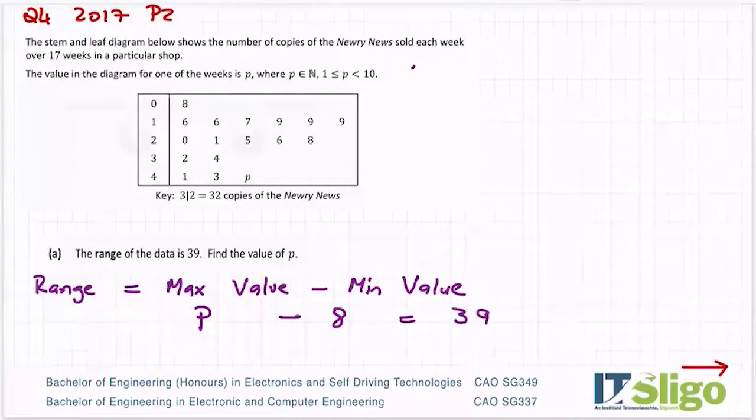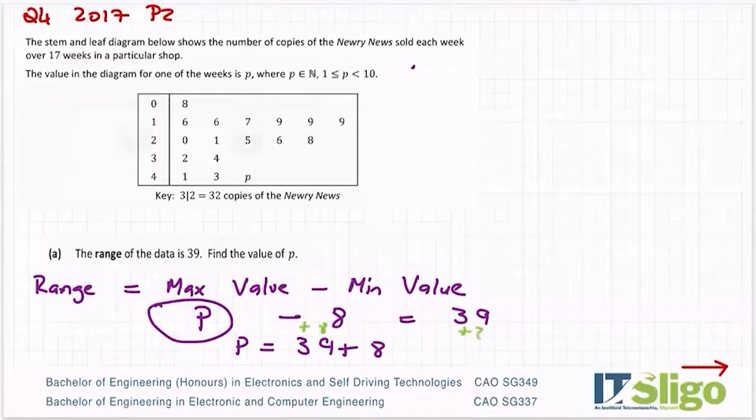Now P is 40 something, and I know that because here's my 4 and then I'm just missing my other digit. So let's solve it: P is equal to 39 plus the 8. What you're doing there is adding 8 to both sides, or bringing over the minus 8 and it becomes plus 8, whichever way you've learned that. Either way, you're finding that the max value is equal to 39 plus 8, which is 47.